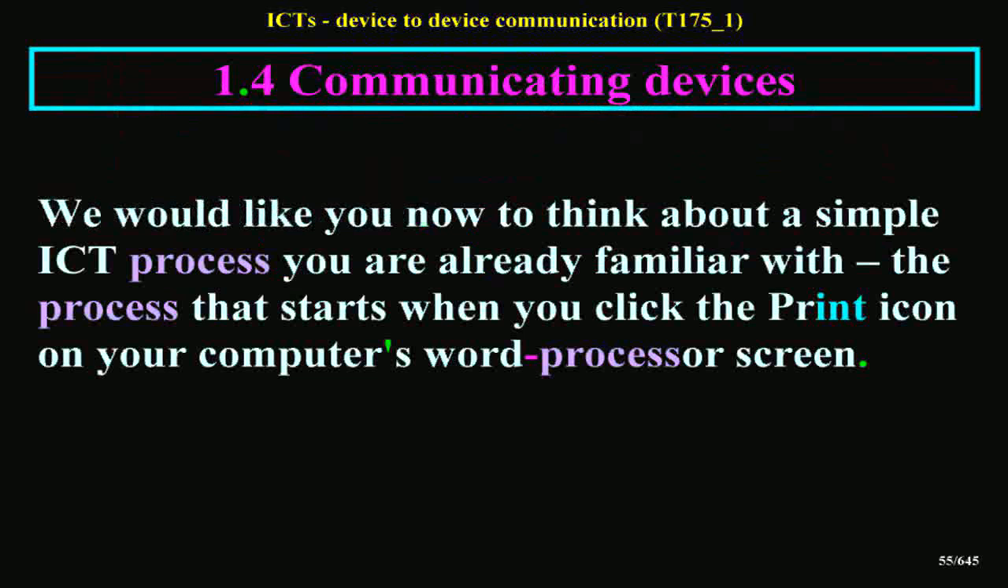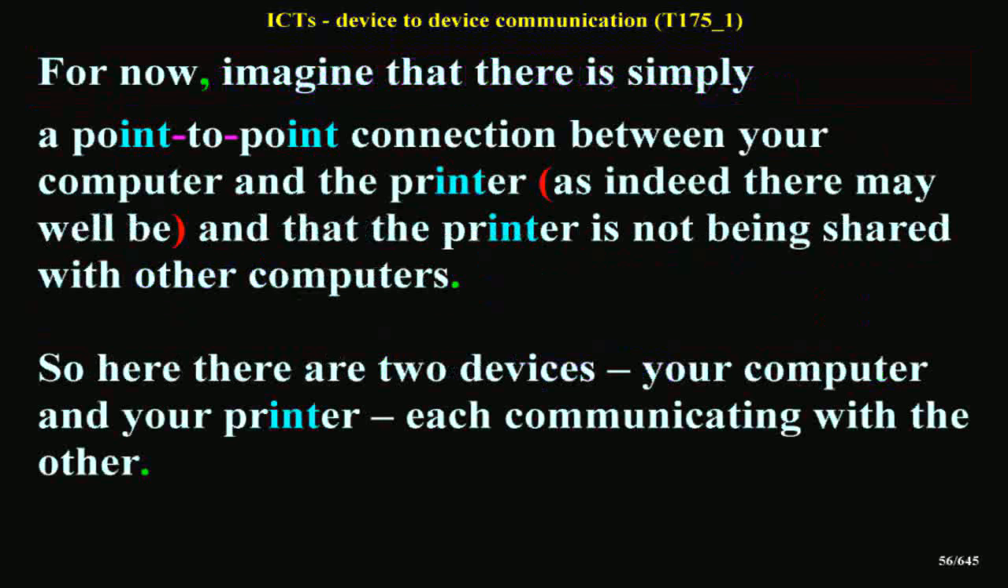1. For communicating devices, we would like you now to think about a simple ICT process. You are already familiar with the process that starts when you click the print icon on your computer's word processor screen. For now, imagine that there is simply a point-to-point connection between your computer and the printer, as indeed there may well be, and that the printer is not being shared with other computers. So here there are two devices, your computer and your printer, each communicating with the other.